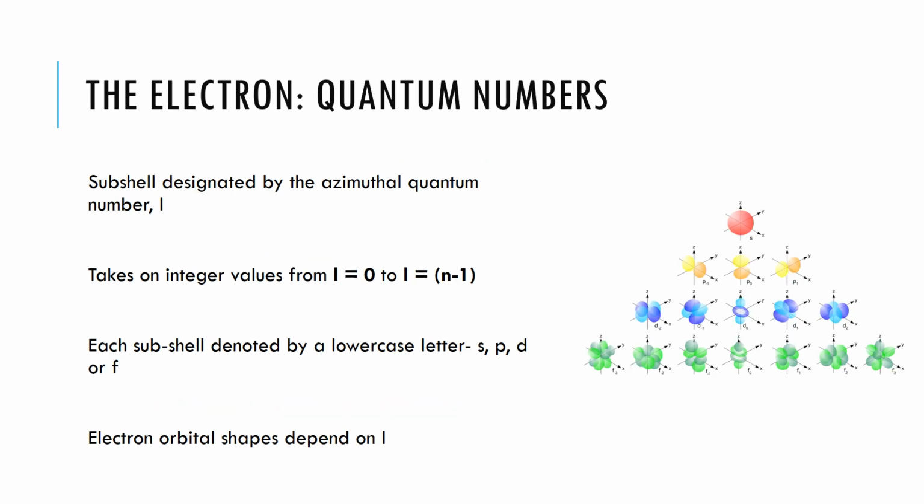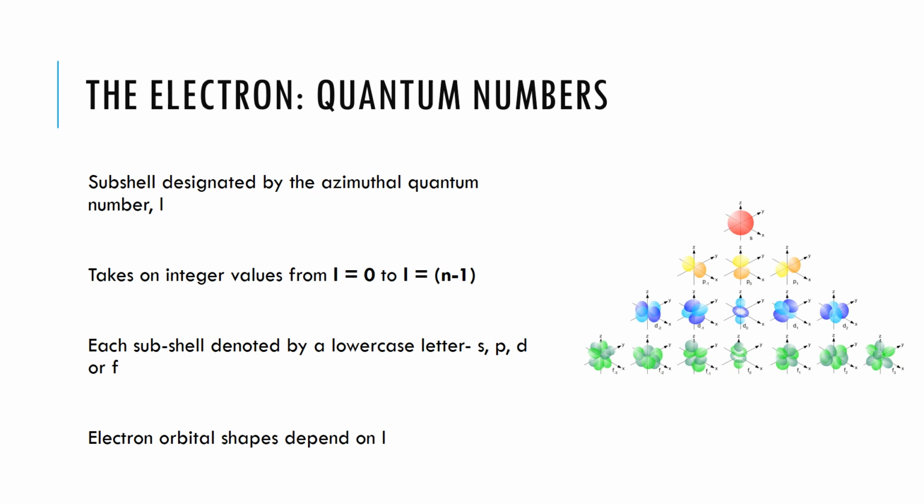So the subshell then is designated by the azimuthal quantum number, or l, and this can take on integer values from l equals 0 to l equals n minus 1. Each subshell is denoted by a lowercase letter s, p, d, or f. And this really describes the shape of the orbital. So the principal quantum number tells us how far the orbital is away from the nucleus. The azimuthal quantum number tells us the shape of the orbital.